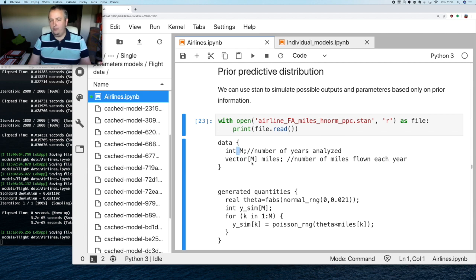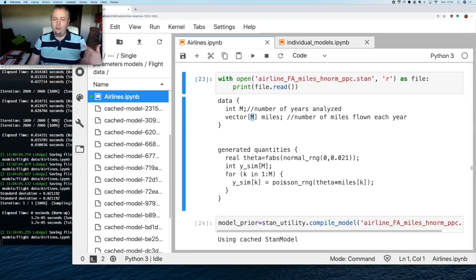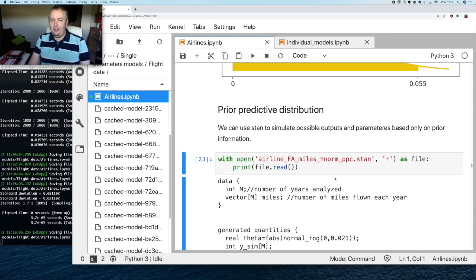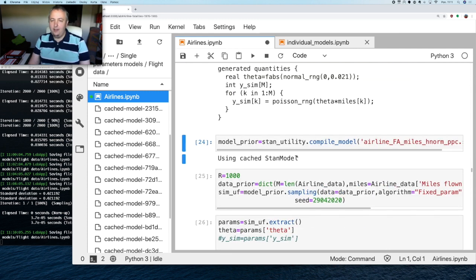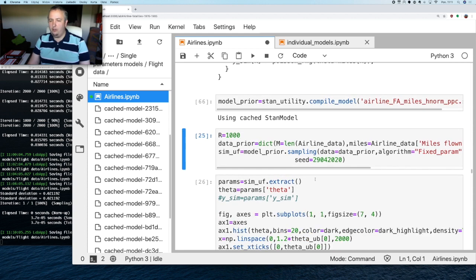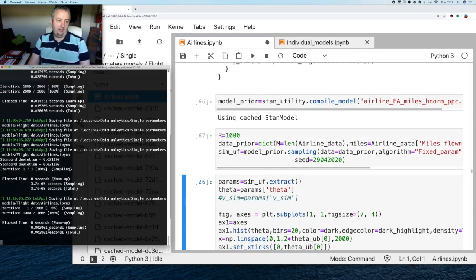So for each of the years, we'll assign a certain number of miles, and we'll be generating our quantities in a way that we will sample theta, not lambda, from this half normal distribution with sigma of 0.021, and we will be sampling our simulated values from a Poisson distribution with a rate of theta times the number of miles. So generally we have some kind of Poisson regression here. And this of course happens, compilation is not an issue, and we can sample it again very fast. Not much going on, because again this is a simple program.